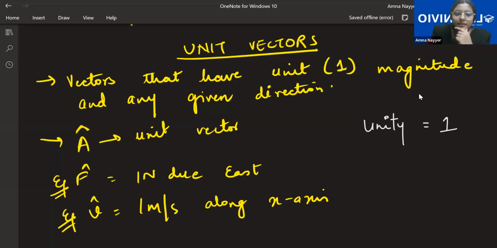How? Like this. If force is 1 Newton, velocity is 1 meter per second, acceleration is 1 meter per second square, torque is 1 Newton meter. So, like this, if you have any vectors whose magnitude is 1, we call them unit vectors. Very simple, unit vectors from the term unity. Now, a cap is used to represent a unit vector. Cap means like this. If there's a vector A, you will see this symbol. Often you will see I cap, J cap, K cap, these terms are used. So this is how we represent the unit vectors.